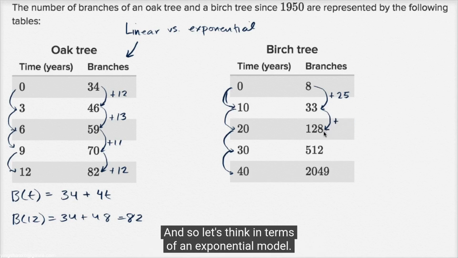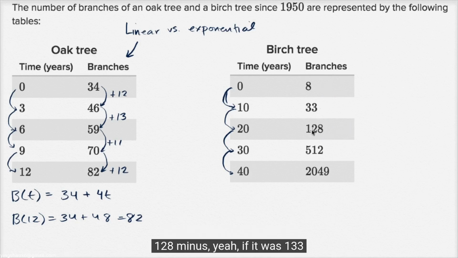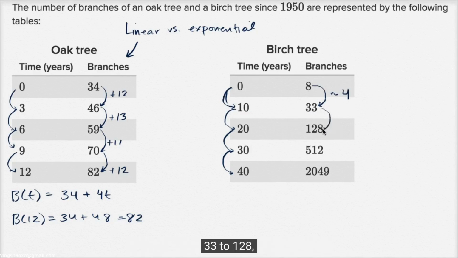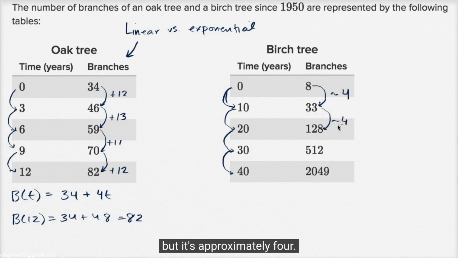And so let's think in terms of an exponential model. How much do we have to multiply to go from, did I do that right? 128 minus 33, yeah, if it was 133, then it would be 100, and then it's 5 less than that. Yep, okay. So now let's think about it in terms of an exponential model. In terms of an exponential model, we care, well, what do we have to multiply for each step? So if we have a constant step in time, what do we multiply for how much we increase our branches? So to go from 8 to 33, it's going to be approximately 4. It's going to be a little bit more than 4. 33 to 128, well, that's going to be a little bit less than 4, but it's approximately 4.